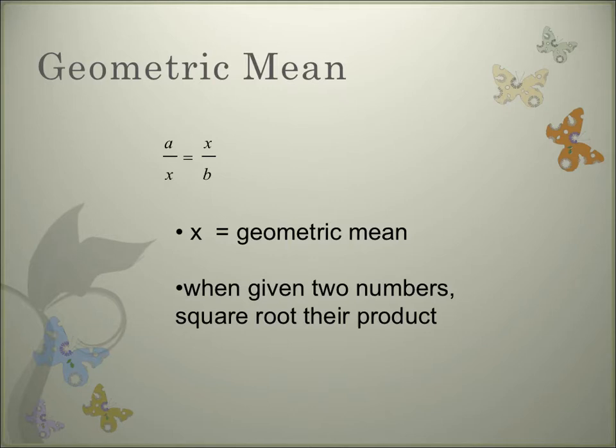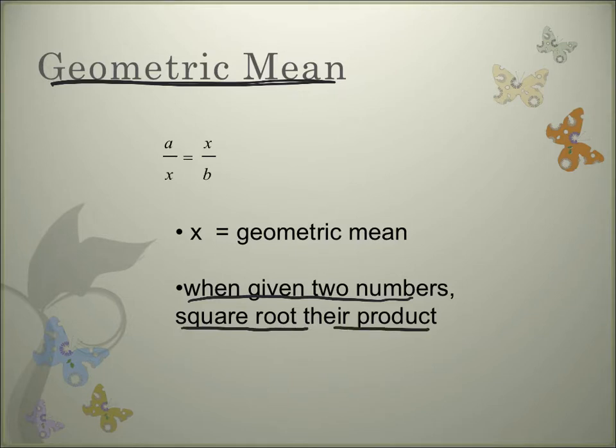Okay, so the first thing we're going to talk about is the geometric mean. When we talk about the mean of something, the word mean just means the average. But a geometric mean, when I give you two numbers, just means take the square root of their product.